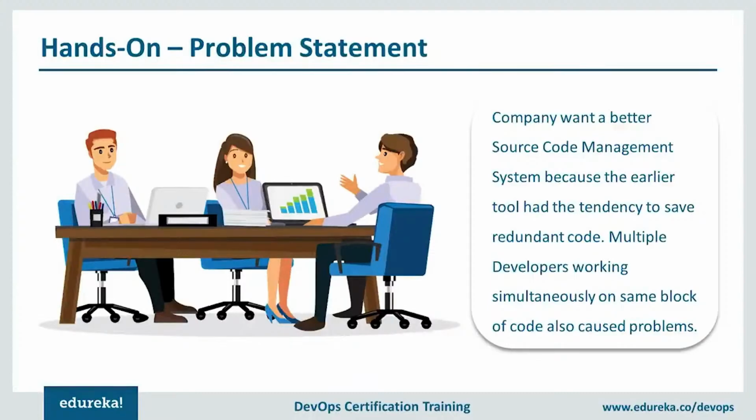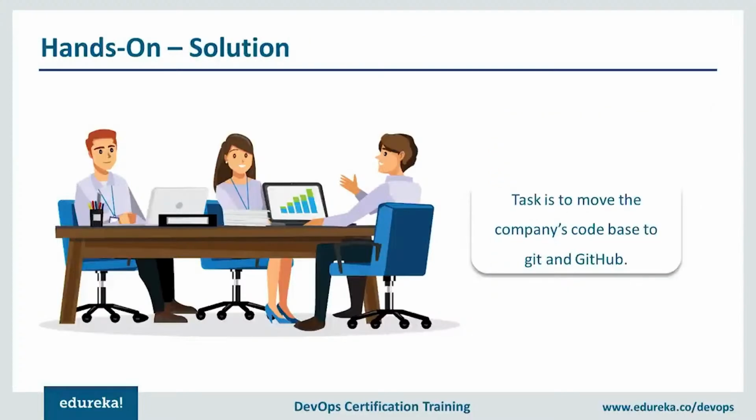They faced issues such as when multiple developers were working on the same block of code, a lot of changes were happening and nobody knew who was making them. So the solution to this problem is to move the code of this company to GitHub and use Git.